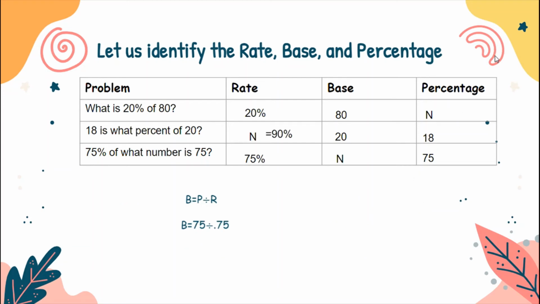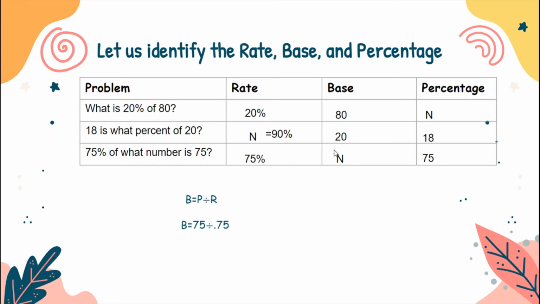Now let us proceed to our third problem. We have here 75% of what number is 75. So 75% here, the one that carries the percent symbol, is our rate. And of what number? So we're looking for the total number here. This one is our percentage, and for this problem we're looking for the base, since we're looking for the total number.